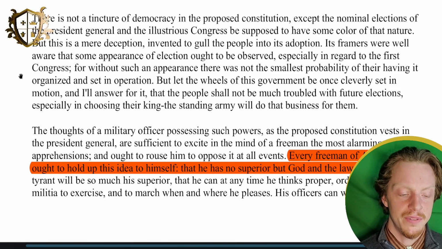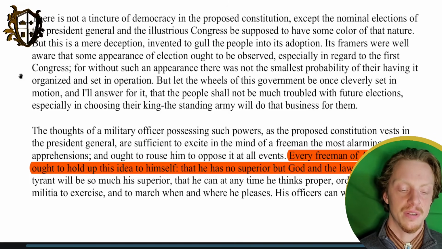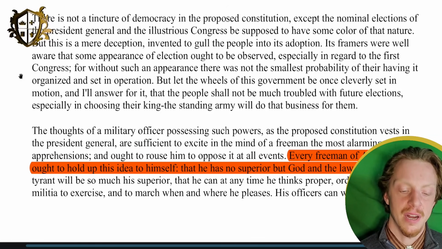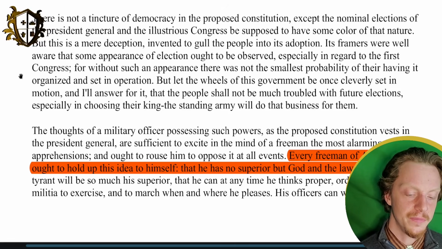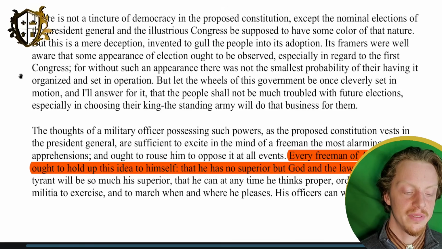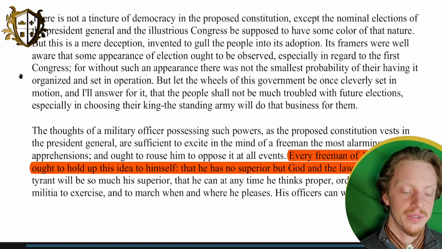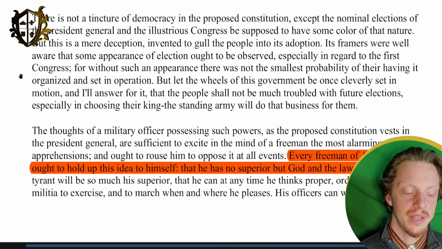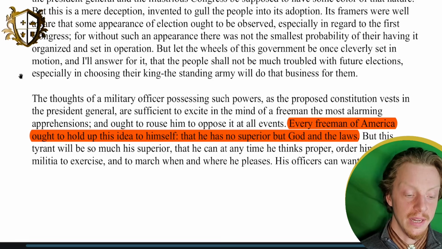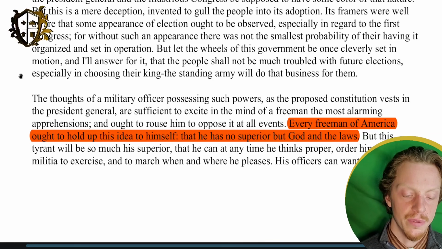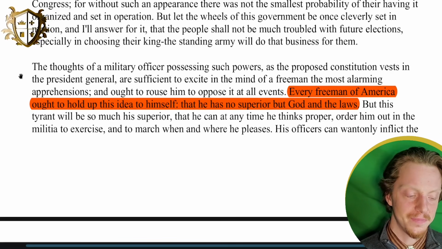There is not a tincture of democracy in the proposed constitution, except the nominal elections of the President General and the illustrious Congress, if they be supposed to have some color of that nature. But this is a mere deception, invented to gull the people into its adoption. Its framers were well aware that some appearance of election ought to be observed, especially in regard to the first Congress, for without such an appearance, there was not the smallest probability of their having it organized and set in operation. But let the wheels of this government be once cleverly set in motion, and I'll answer for it that the people shall not be much troubled with future elections, especially in choosing their king. The standing army will do that business for them.